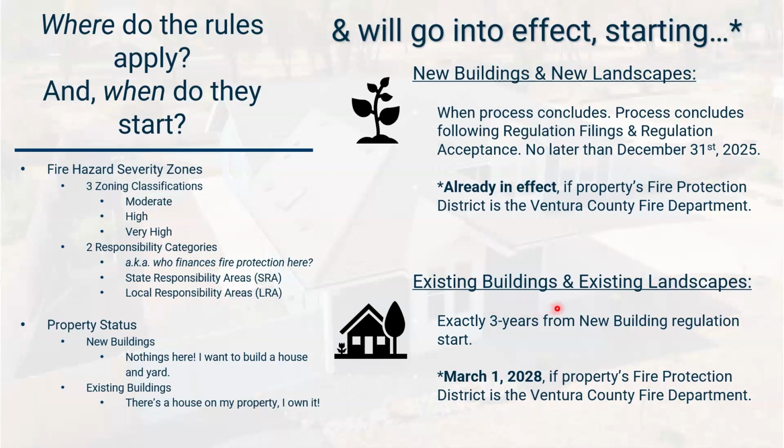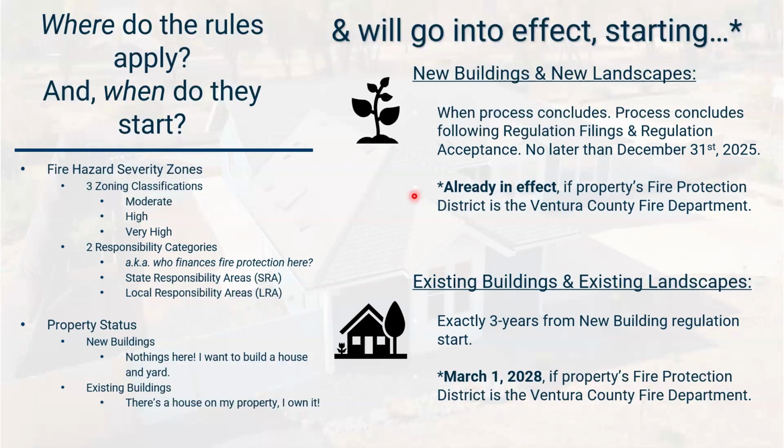For existing buildings and landscapes, it will be exactly 3 years from when the regulations for new building and new landscape starts, right? Now I put an asterisk here, and that's because if you are currently located in the Ventura County Fire Department's area of service, it's already actually in effect as of March 1st, 2025. And it's already in effect for new buildings and new landscapes.